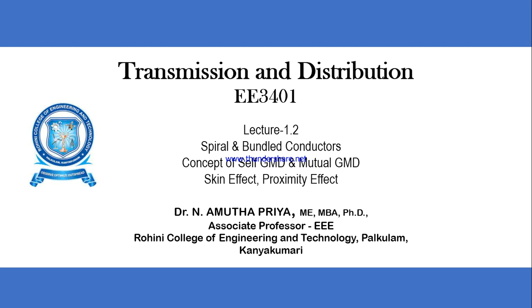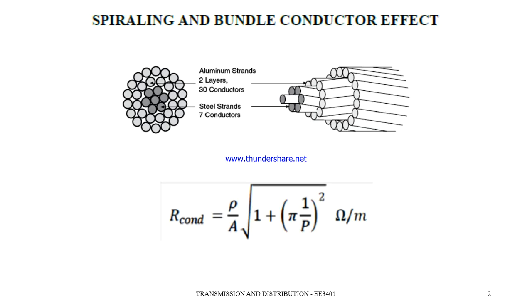We are discussing the Transmission and Distribution course of Regulation 2021. Here we have the second lecture from the first unit. It comprises the spiral and bundled conductors and the concept of GMD, mutual GMD, skin effect and proximity effect. First, let us see about the conductors.